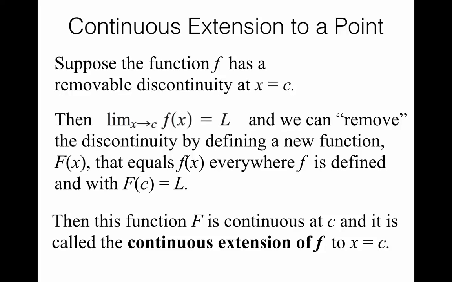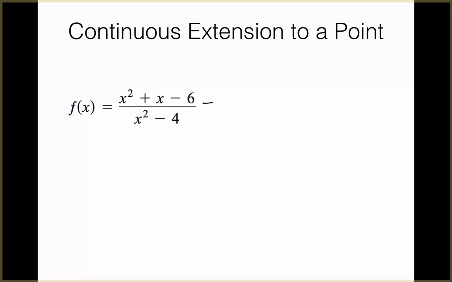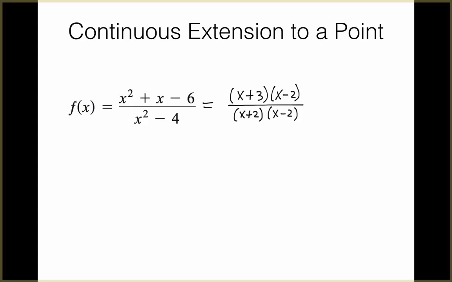Let's see an example. Consider the function f of x equals x squared plus x minus 6 over x squared minus 4. This function has a continuous extension to the point x equals 2. This function can be factored. The numerator factors as x plus 3 times x minus 2. The denominator is the difference of squares, so this factors as x plus 2 times x minus 2. And so this function has a common factor of x minus 2 in the numerator and denominator.